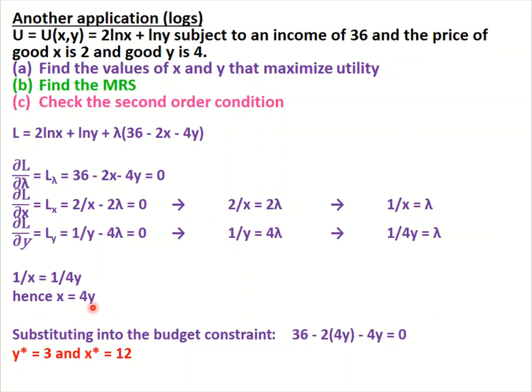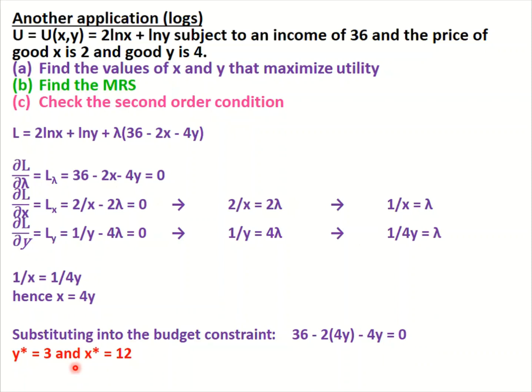And again, this is by using substitution, using these three equations here. Using these two, first of all, we work out that x equals 4y, and then substituting back into the budget constraint, you'd be able to solve for y and then calculate x. So that's how you would get these two values here.